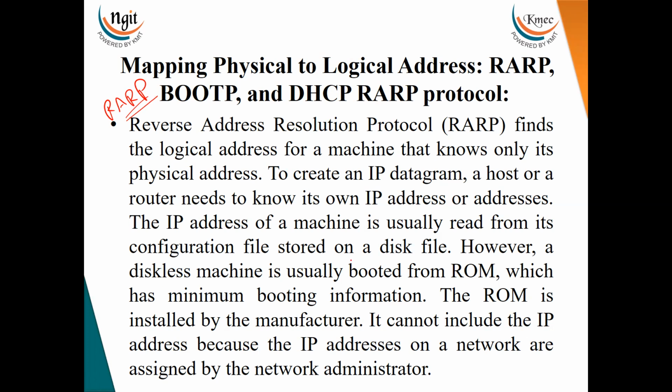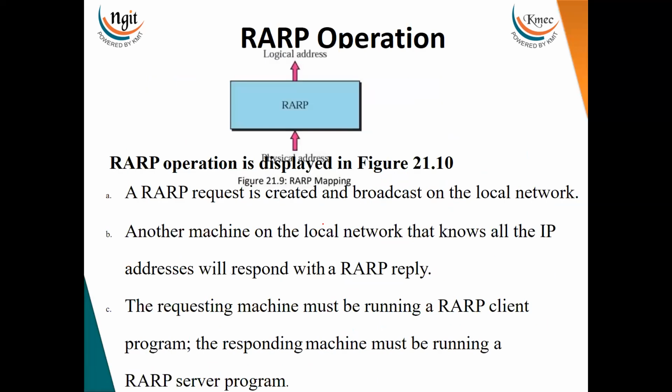To create an IP datagram, a host or a router needs to know its own IP address or addresses. The IP address of a machine is usually read from its configuration file stored on a disk. However, diskless machines are also used, which boot from ROM. The ROM is installed by the manufacturer and cannot include the IP address, because the IP address is assigned by the network administrator on a network.